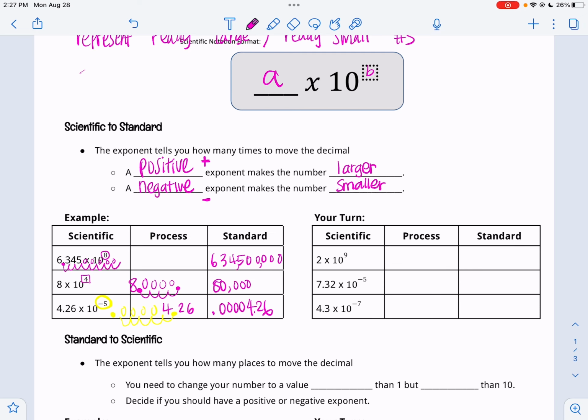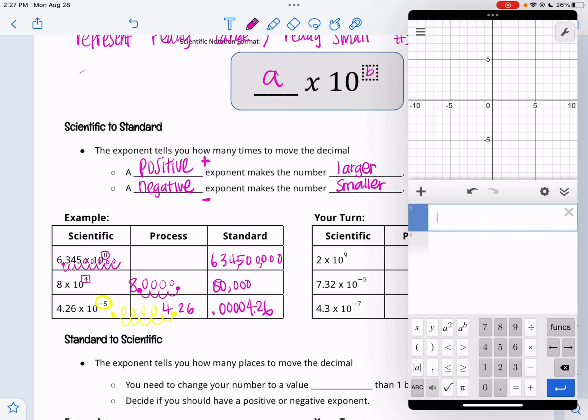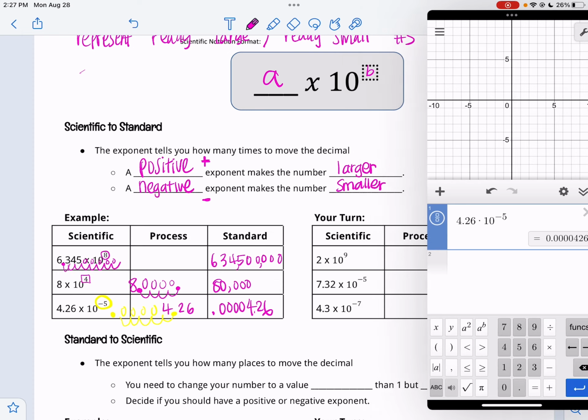Okay, here we go. You can also check your answers using the decimals calculator if the exponent is less than 7. If it's greater than or equal to 7, it's going to show the answers in scientific notation form. But since my exponent is less than 7, I can just double check my answer. It looks like the numbers are matching. Good.